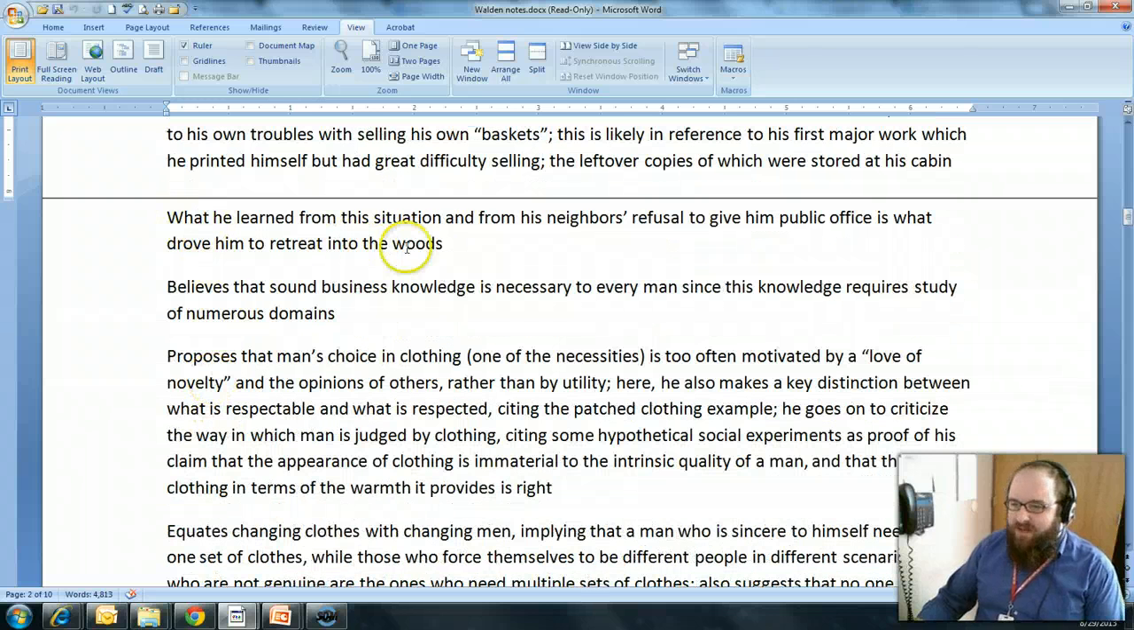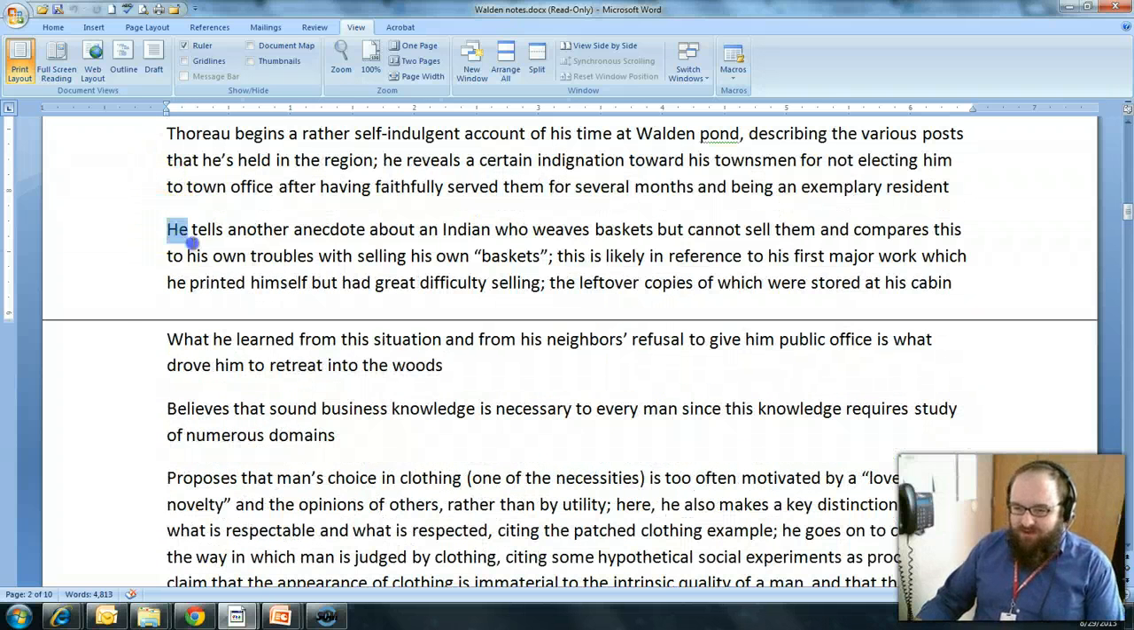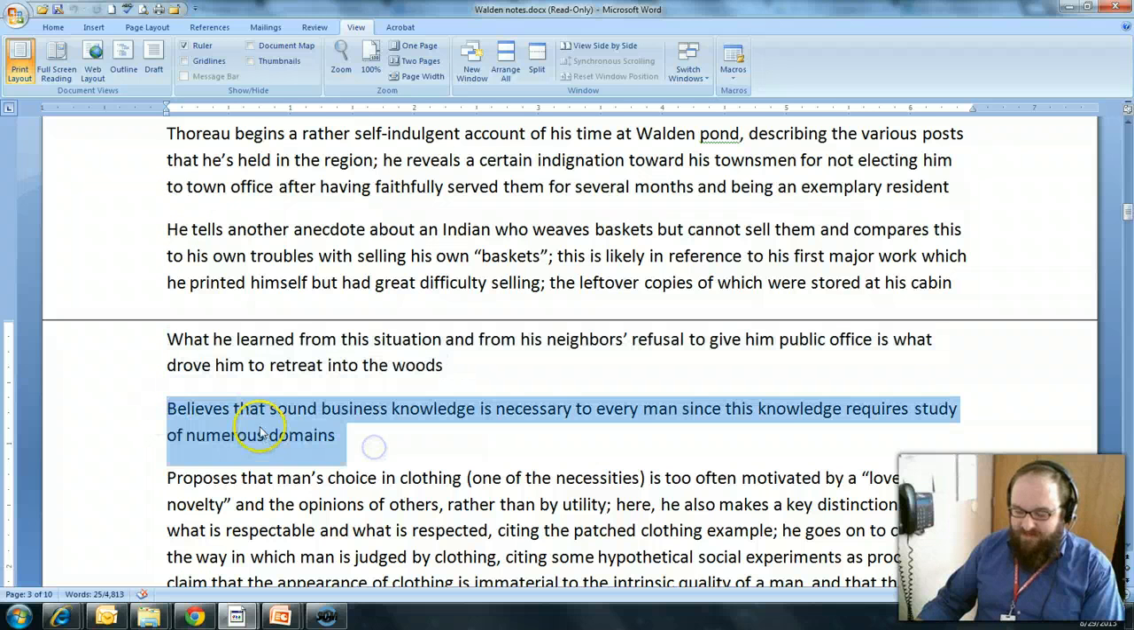Here's some more. What he learned from the situation and from his neighbor's refusal to give him public office is what drove him to retreat into the woods. He believes that sound business knowledge is necessary to every man. Different things we read and discuss are going to have a different flow of notes. As you can see, these two things don't really go back to back, but that's just Thoreau.